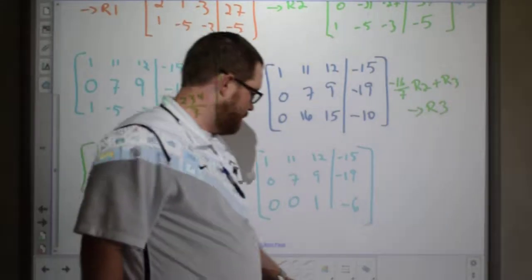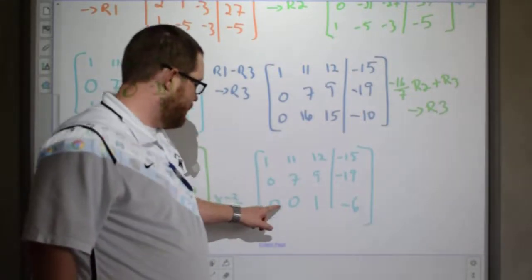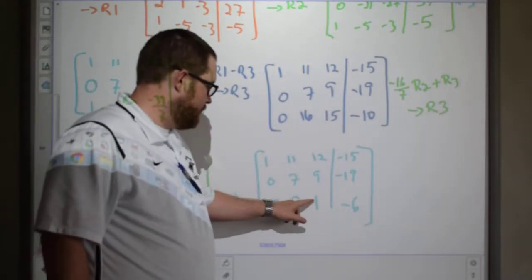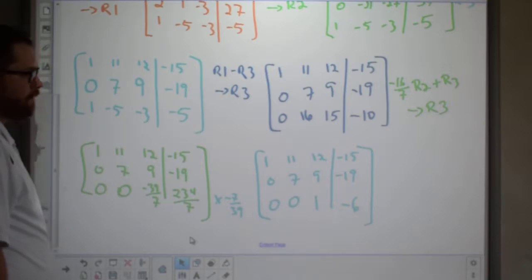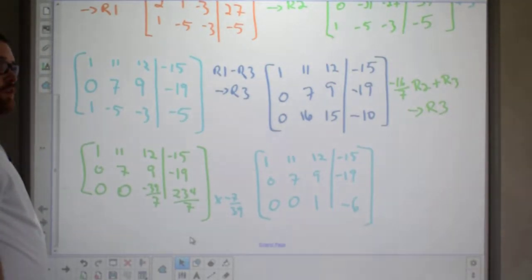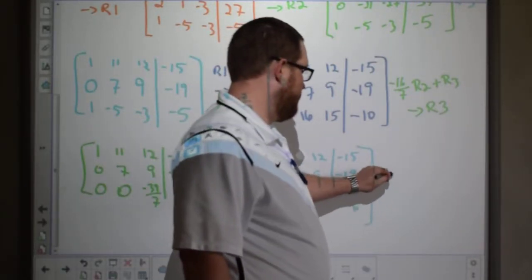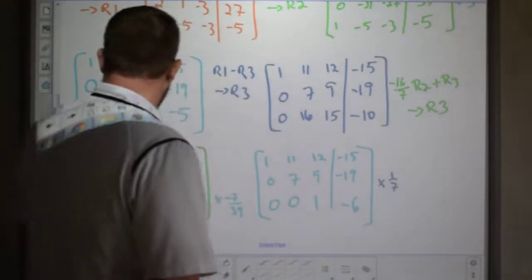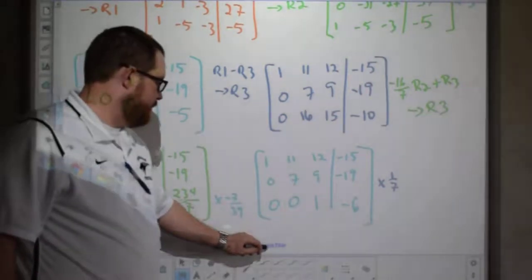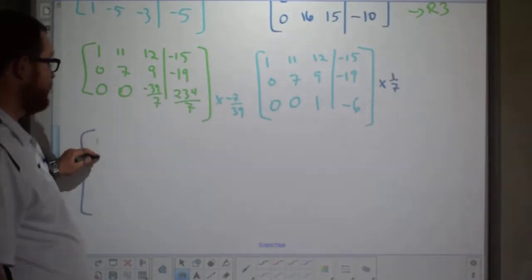So, I've got this part done, but I need to get rid of the 7. What could I multiply by that would cancel out 7? I can multiply this row by 1/7. So I'm going to leave the first row and the last row be because I'm only working with the middle row.